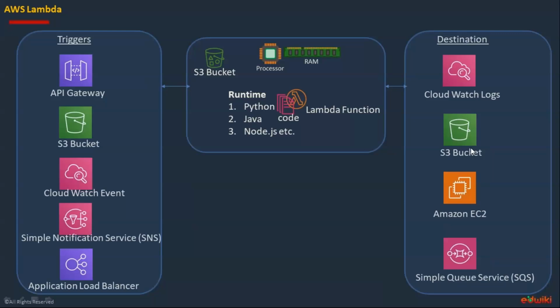Make sense? So one S3 bucket is acting as a trigger to call my Lambda. The Lambda will process the files. Then it is going to put that output files into another S3 bucket. That's one use case.